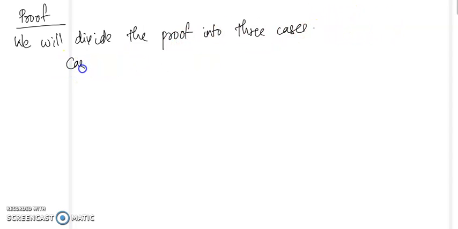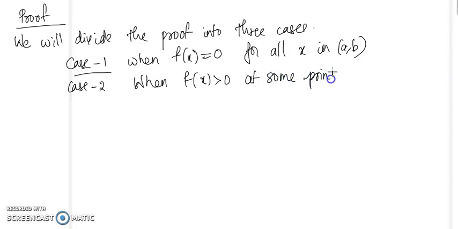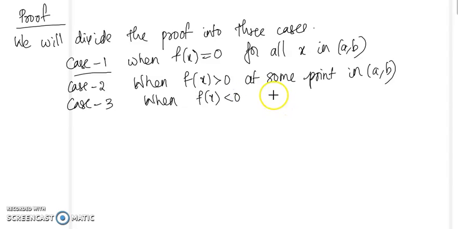So, case 1 is when f of x is equal to 0 for all x in open interval AB, and case 2 is when f of x is greater than 0 at some point in open interval AB, and case 3 is when f of x is less than 0 at some point in open interval AB. So, let us see case 1.